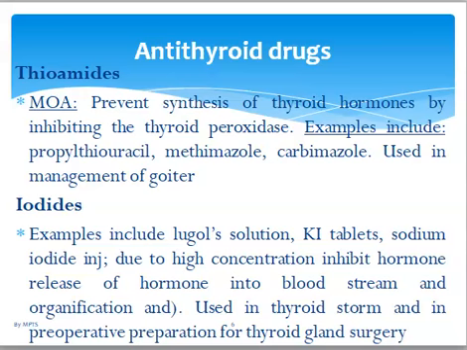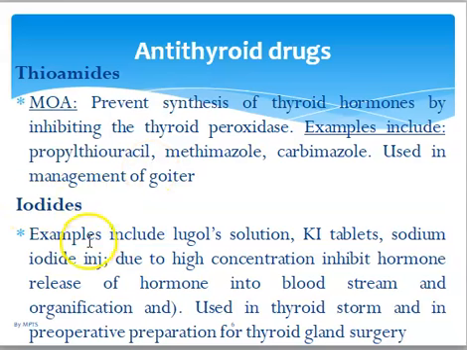Now, the antithyroid drugs, we have the thioamides. They prevent synthesis of thyroid hormones by inhibiting the thyroid peroxidase. Remember, I have talked about how these hormones are synthesized. Examples include propylthiouracil, methimazole, carbimazole, all these ones. They are used in the management of goiter. We also have the iodides.